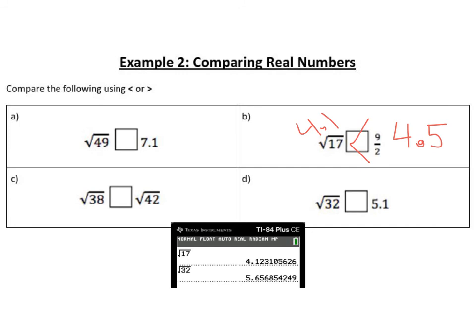If we look at example C, square root of 38 compared to the square root of 42. Well, just using my knowledge here, 38 is clearly less than 42, so we have another less than. And if we look at example D, we're looking at the square root of 32, which is 5.6. And if we're going to compare 5.6 to 5.1, that is greater than 5.1.